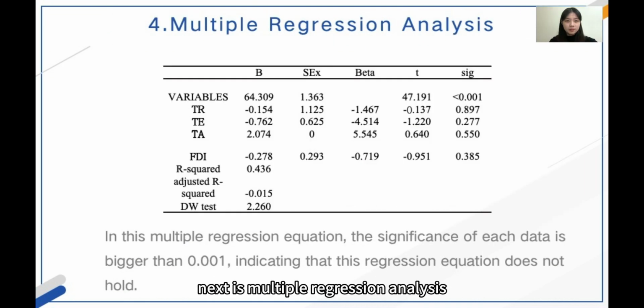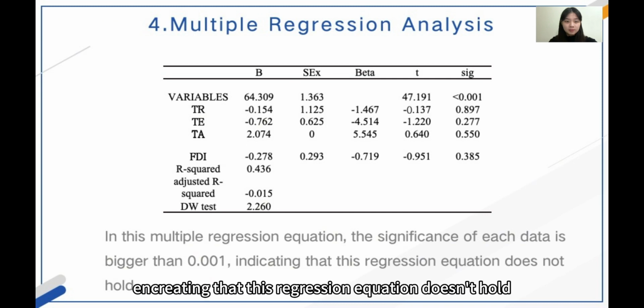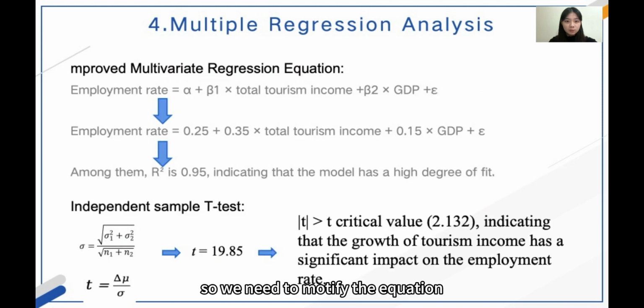Next is multiple regression analysis. In this multiple regression equation, the significance of each data is bigger than 0.001, indicating that this regression equation doesn't hold. So we need to modify the equation, and we get a new equation by correcting it. Among them, R squared is 0.95, indicating that the model has a high degree of fit. Then we carry out the t-test. Through the independent sample t-test, we found the absolute value of t is greater than the t critical value, indicating that the growth of tourism income has a significant impact on the employment rate.